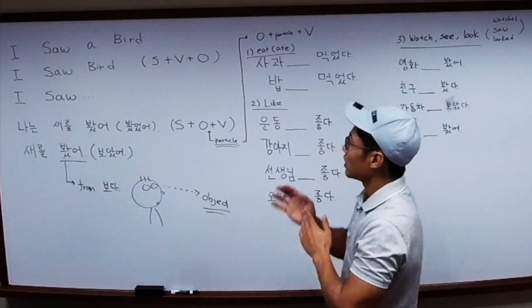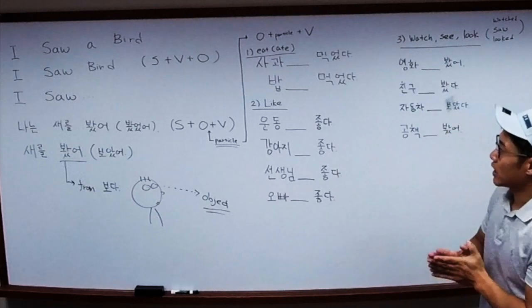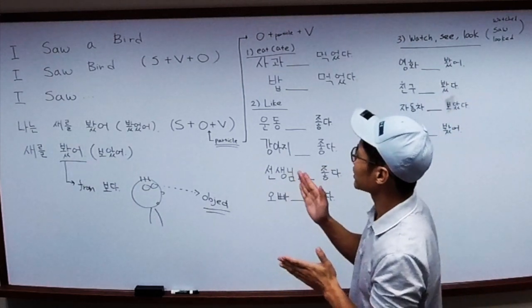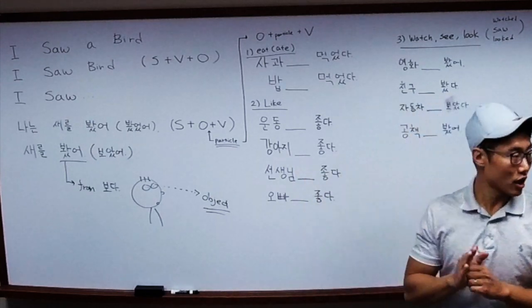So for the very basic sentence, we have subject plus verb plus object.